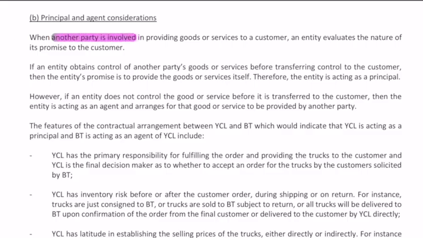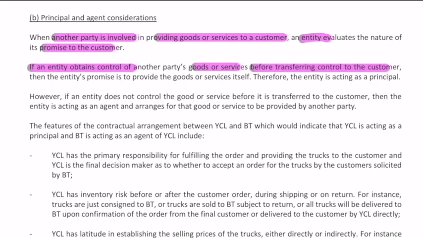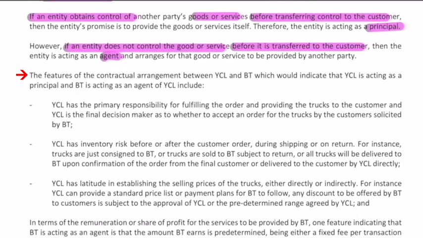When another entity is involved in providing goods and services to the customer, the entity should consider the nature of its promise to the customer. If the entity obtains control of the goods and services before they are transferred to the customer, that means the entity is acting as a principal. If the entity does not control the goods and services before they are transferred to the customer, the entity is acting as an agent. The following features must be contained in the contractual arrangement between BT and YCL to ensure that YCL is acting as a principal and BT is acting as an agent.